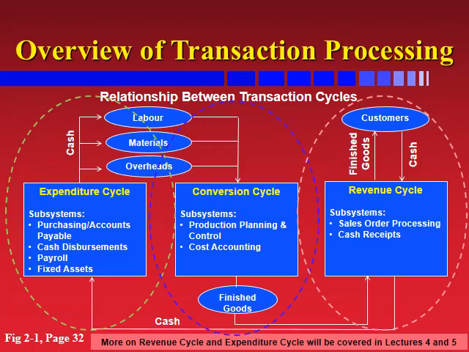The cash receipts processing includes collecting cash, depositing cash in the bank, and recording the cash receipts in the accounting books by reducing the accounts receivable accounts. And we will cover more on the revenue cycle and expenditure cycle in lectures 3 and 4 respectively.